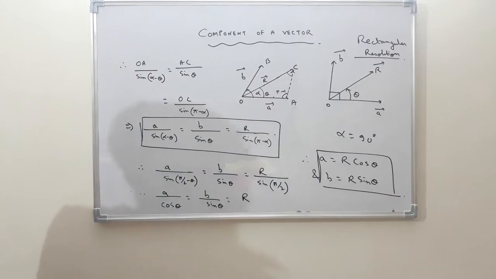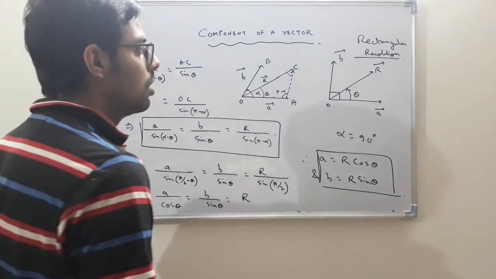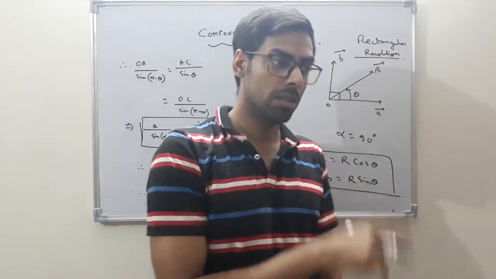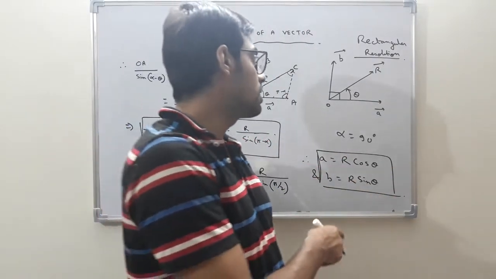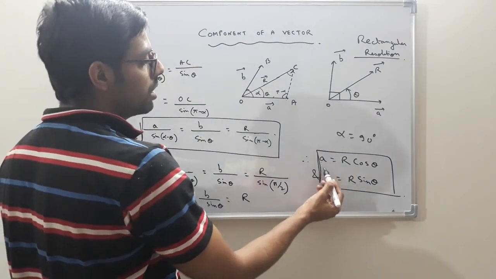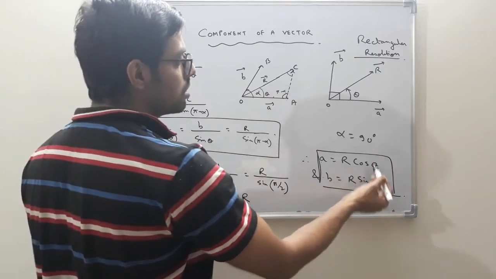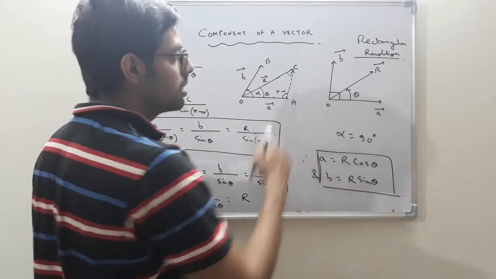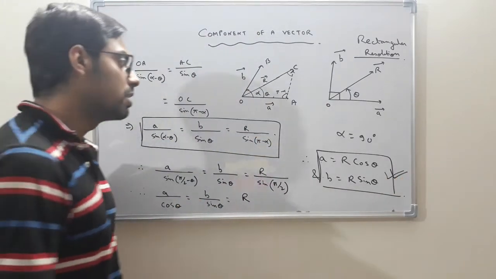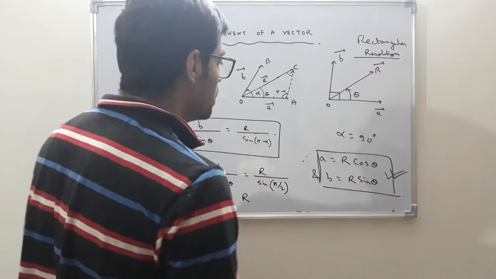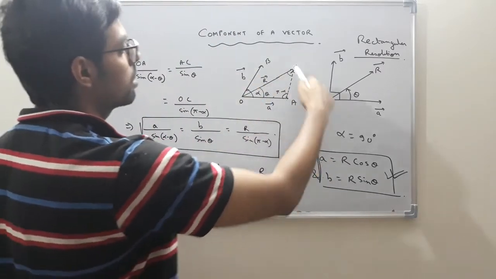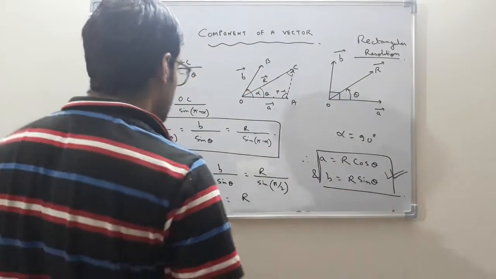This is a very important relation. In rectangular resolution of a given vector in two directions such that these two resolved vectors make an angle of 90 degrees with each other, if the rectangular components are A and B, then A is given by R cos theta and B is given by R sin theta. This relation is very, very important for your understanding. And how does this relation come? This relation basically comes from the generalized consideration of the components of a given vector in any two specific directions.